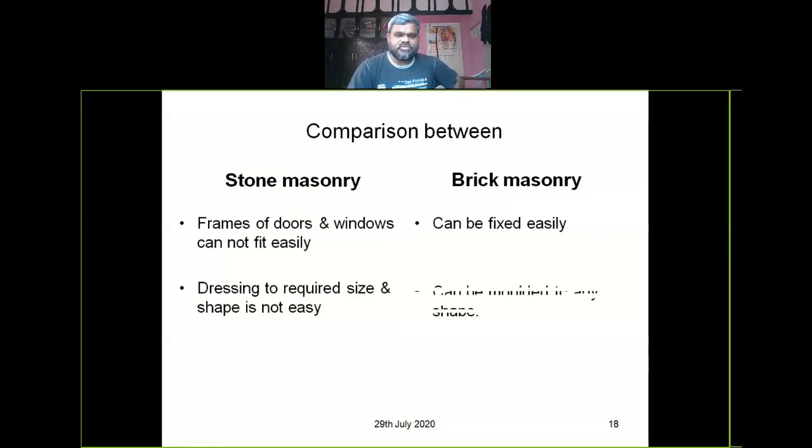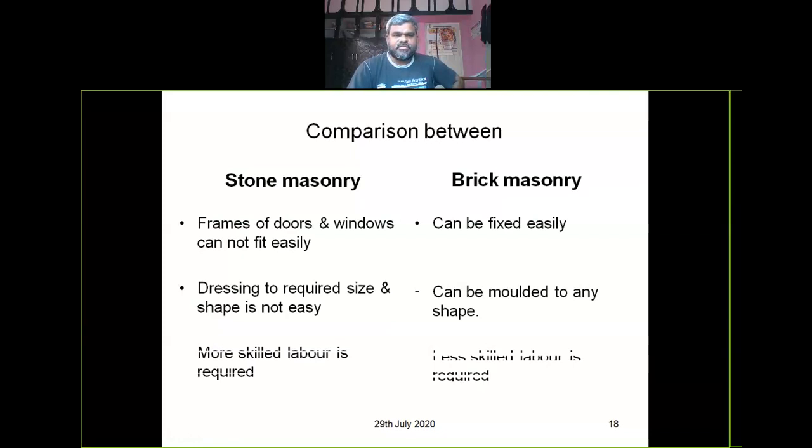And in stone masonry, frames of doors and windows cannot fit easily. Here it can be fixed in brick masonry very easily. And in stone masonry, dressing to required size and shape is not easy.